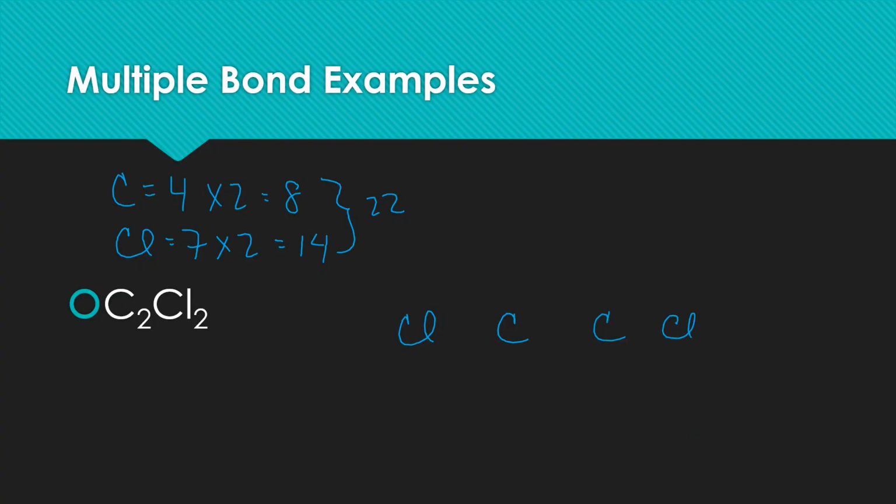Okay. Now I need to put in my dots. So first thing I do is put the ones between them. 1, 2, 1, 2, 1, 2. So I've used 6. So I have 26. Oh, sorry, 16 left over.